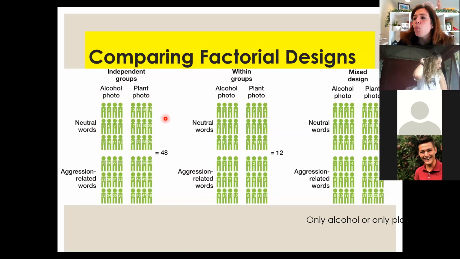If I'm doing a within group, well, then maybe I can just repeat it, right? So I have these same 12 participants, I cue them with the alcohol photo and then the plant photo, and I see how they respond. Whereas these here are all different people, okay?